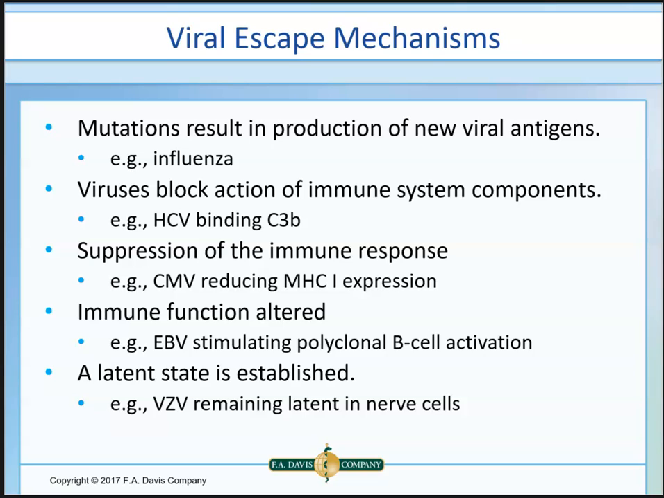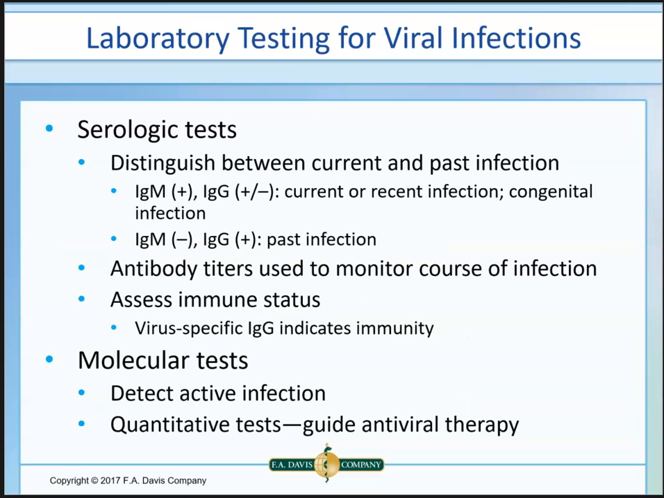Like HIV, what it actually does is suppress the T helper cells, which we'll talk about in another chapter. And then there's a latent state, and you've probably seen on TV all the time, the varicella zoster shingles kind of thing. It can remain in a latent state for years, and then all of a sudden, pop out, reactivate later in life, like the shingles you hear about all the time.